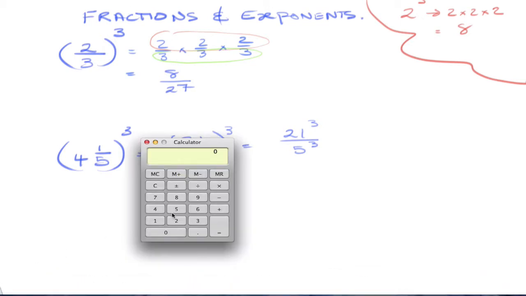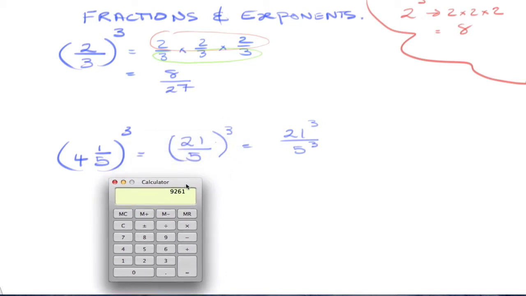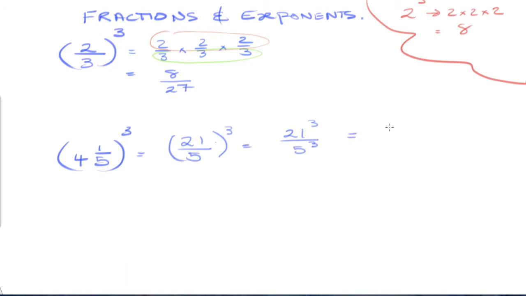And 21 cubed is the same thing as 21 times 21 times 21, which gives us 9,261 over, and 5 cubed is the same thing as 125. If you wanted to express this as a mixed number, mixed fraction, you would simply divide the top by the bottom, 9,261 divided by 125, and find out what the remainder is and write it as a mixed fraction.